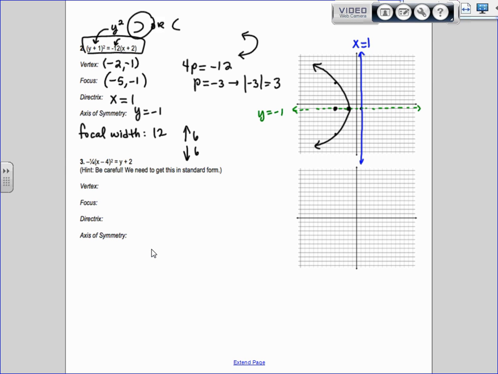Okay, so the next one. Be careful. It says we need to get this in standard form. So this is not in standard form. How do we know it's not in standard form? Because the something with the squared is on the same side as the number, right?